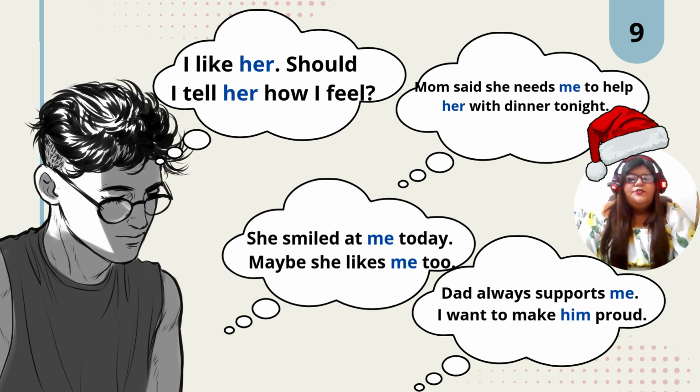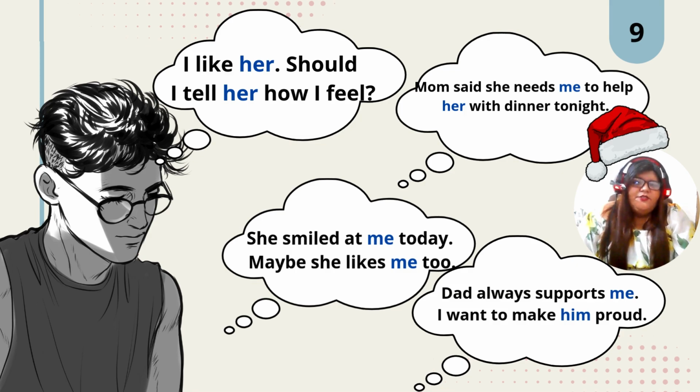Now, guys, for you to understand a little bit better, I decided to picture these examples. We have this character here, right? We will say that he is Nicholas. And he is having thoughts right now, right? I like her. Should I tell her how I feel? If you see here in this sentence, we have two object pronouns. Then we have: mom said she needs me to help her with dinner tonight.